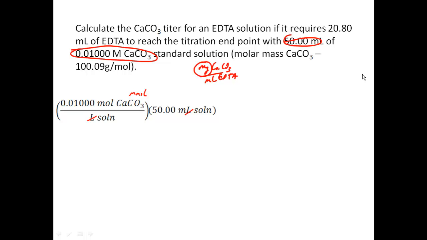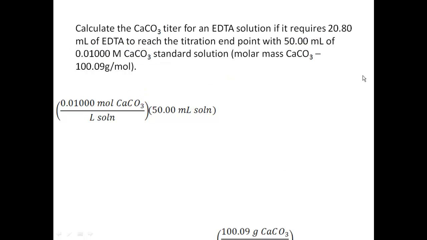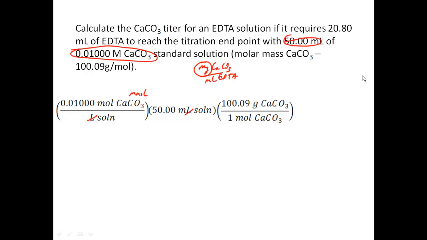My goal is milligrams, which is a mass term. Well, how do I get from moles to grams? We do that through molar mass. So I'll multiply next by my molar mass. So I have 100.09 grams of calcium carbonate for every 1 mole of calcium carbonate. In this case, you see my moles cancel. So now my milli is part of that gram. So if I multiply my molarity times my volume times my molar mass, what I have right now is milligrams of calcium carbonate, which is the numerator part of this equation.